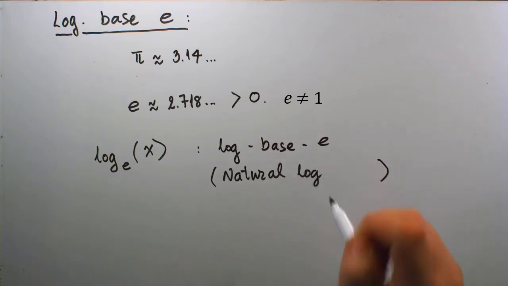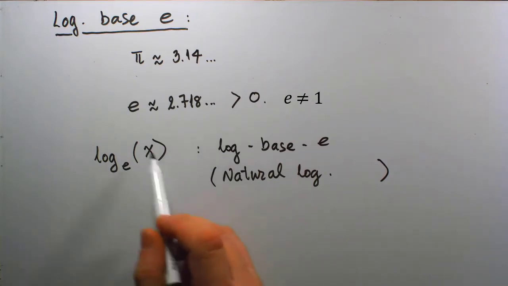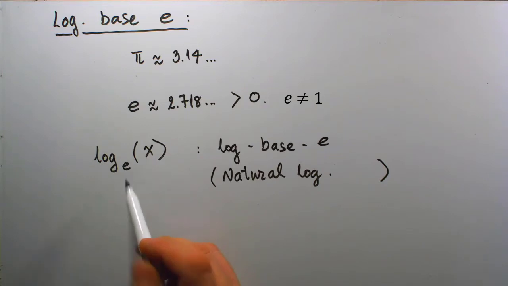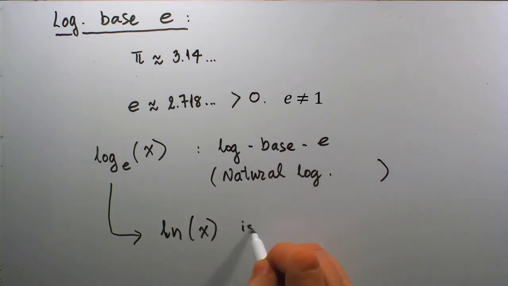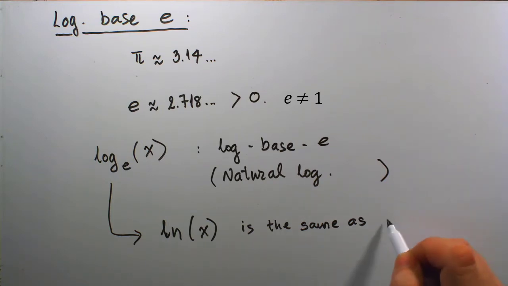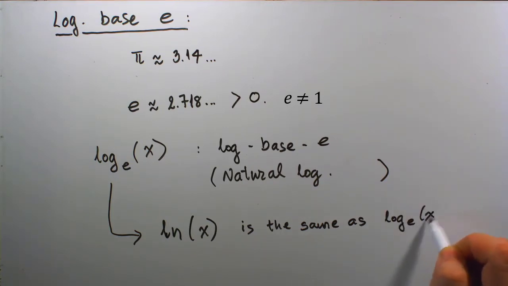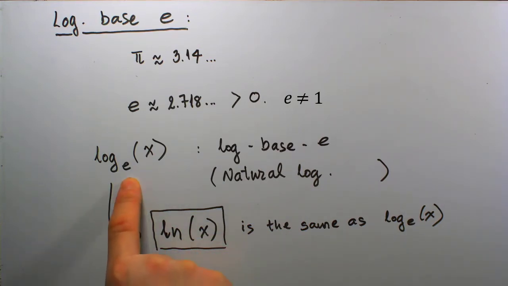And when we say natural log, people will understand that it's log base e. And when it comes to log base e, instead of writing log with a subscript e right here, people worldwide use the symbol ln of x. So ln of x is the same as log base e of x. But this is the formal notation for log base e, and entirely replaces log base e notation.